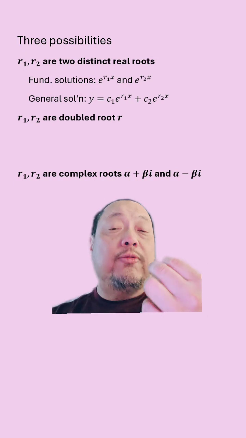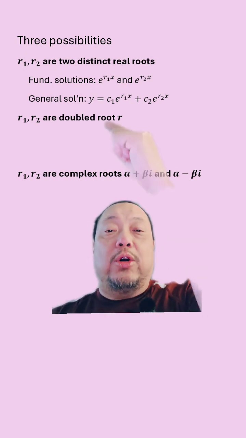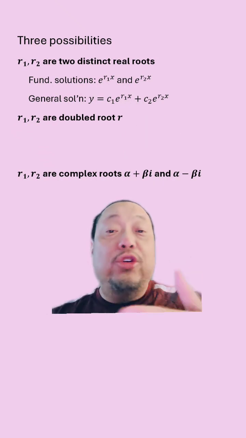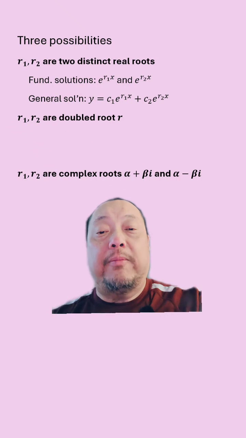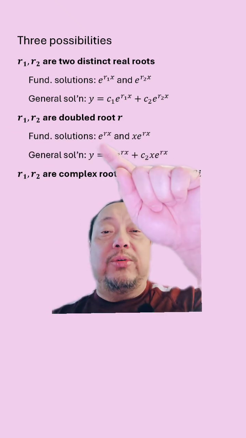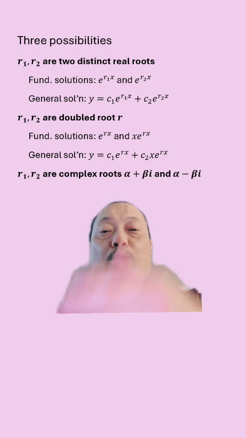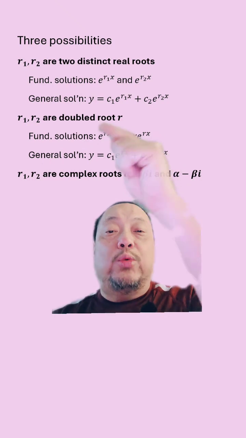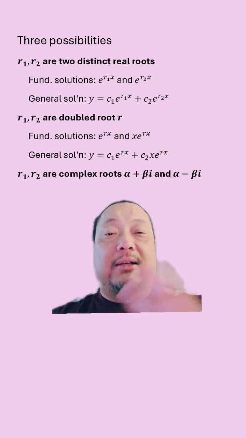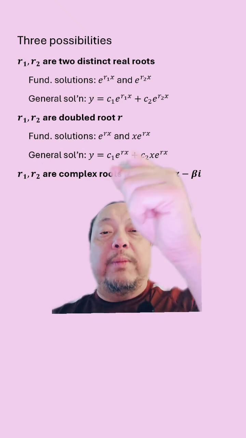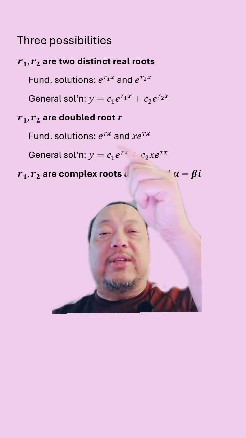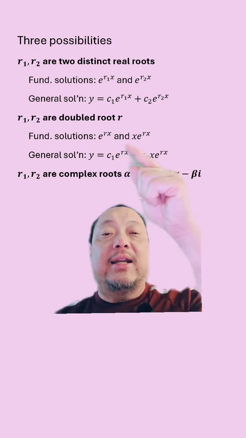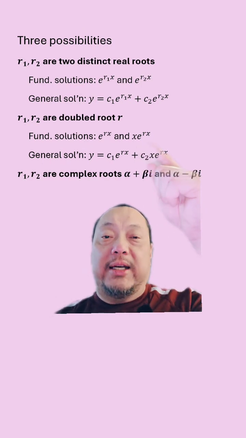Well, what do we do if we have a doubled root r? You would say, okay, we do the same thing. We put r with x in the exponent. And you would be partially correct. We put r with x into the exponent of e, and that would be a fundamental solution. But if we do it again, because it's the same r, we would get just the same solution again, and that doesn't work. So instead, we put an x in front of it. So instead of just e to the rx and another e to the rx, it's e to the rx and then x times e to the rx.